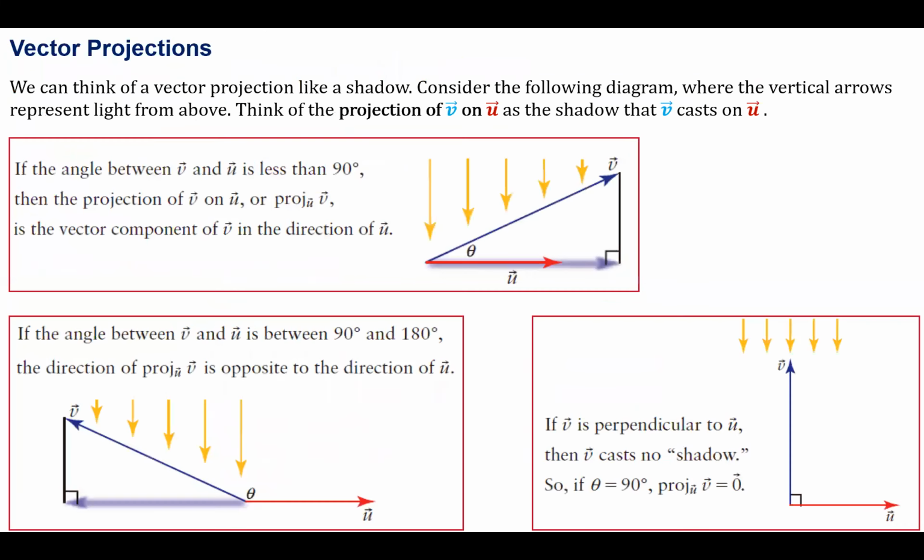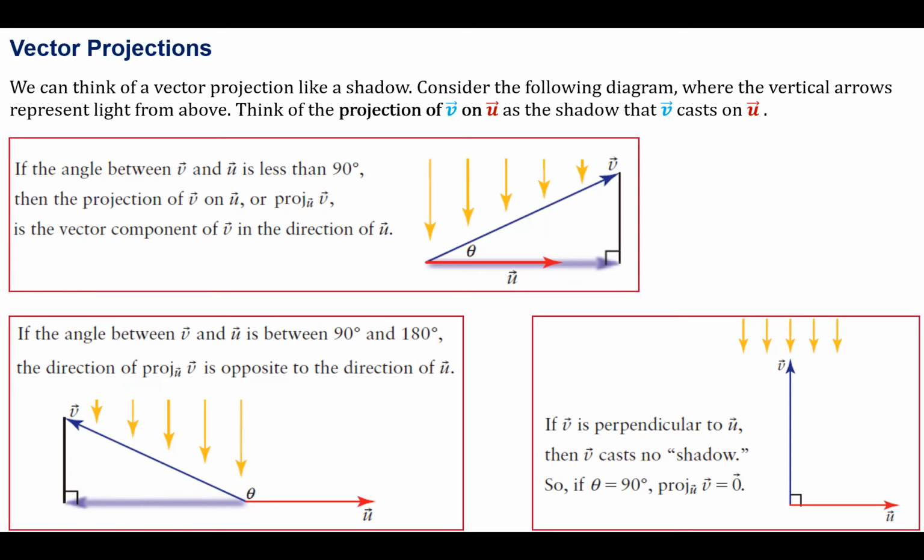Okay, if no questions, let's have a look at another concept, which is called the vector projections. Well, we can think of a vector projection like a shadow. Consider the following diagram, where the vertical arrows represent light from above. Think of a projection of vector v on vector u as the shadow that v casts on u.